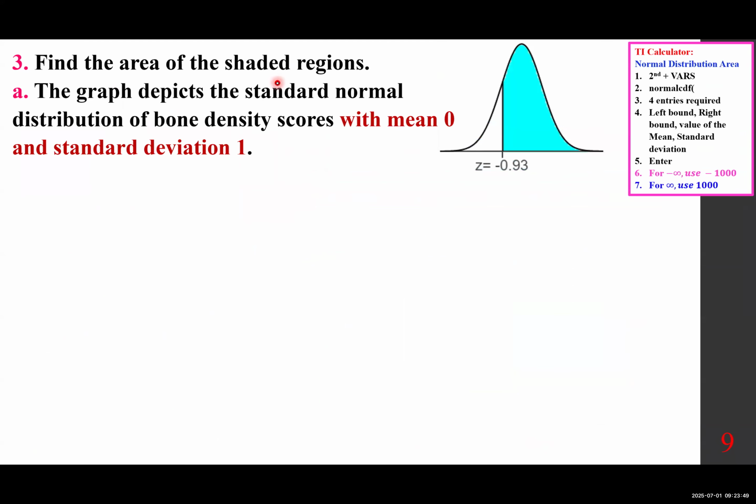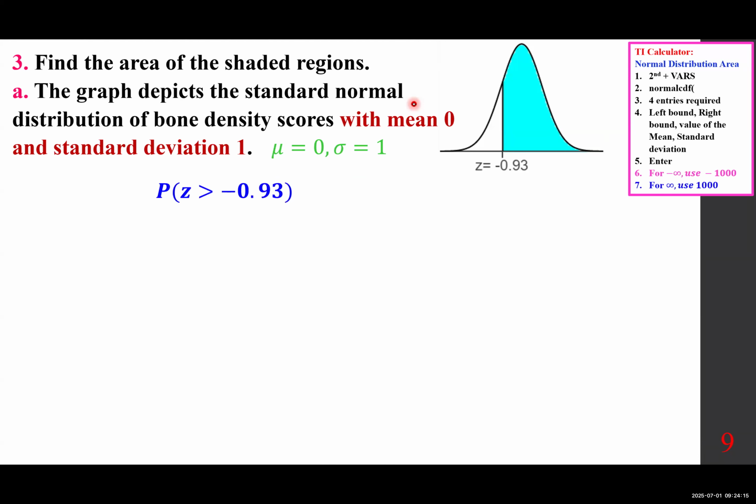Find the area of the shaded region. In this case, the region is Z equals negative 0.93 and larger. The graph depicts the standard normal distribution of bone density score with mean of 0 and standard deviation of 1. So mu is 0, sigma equals 1. So simply Z, we want the probability of Z larger than negative 0.93.